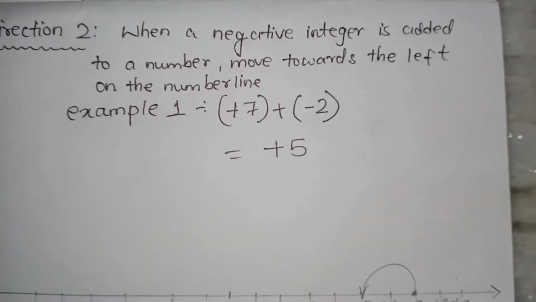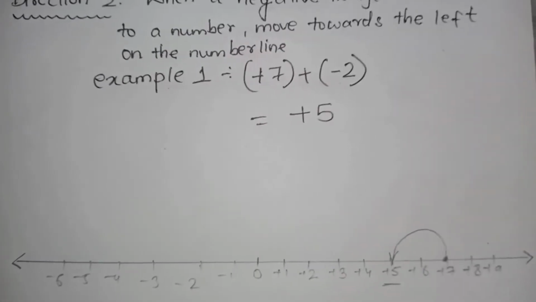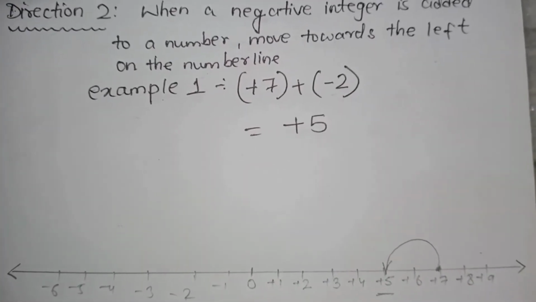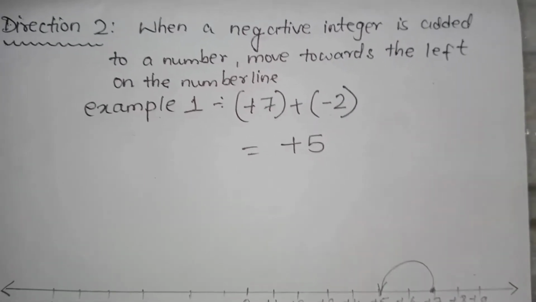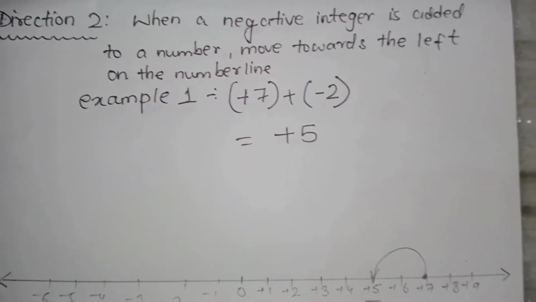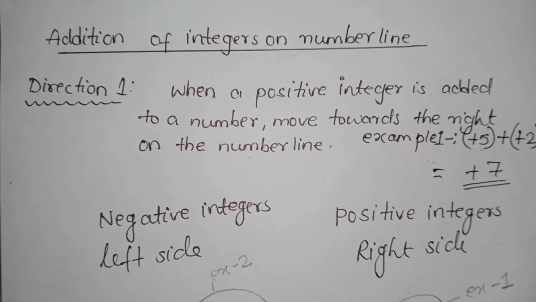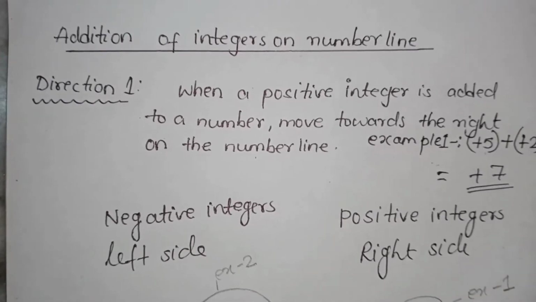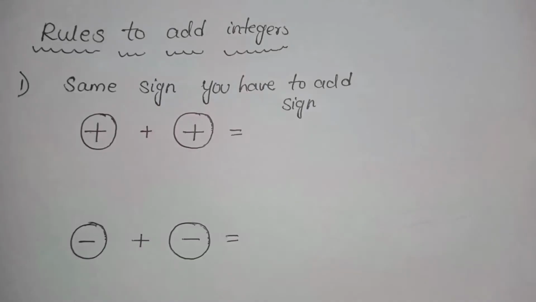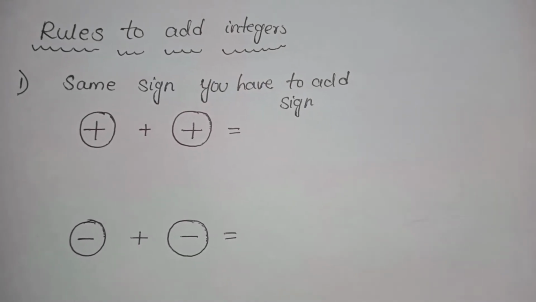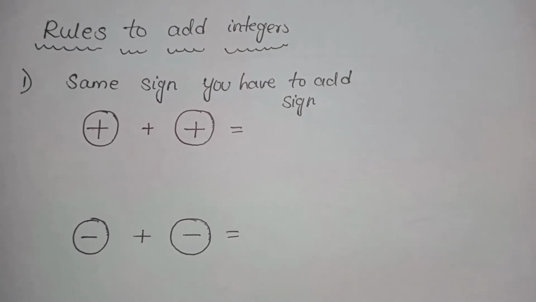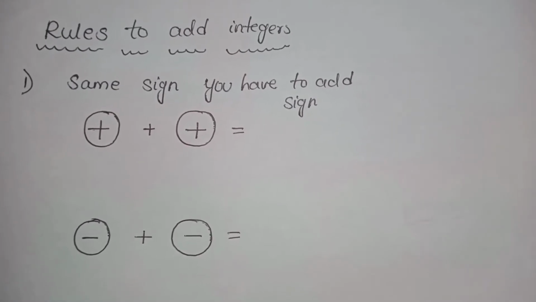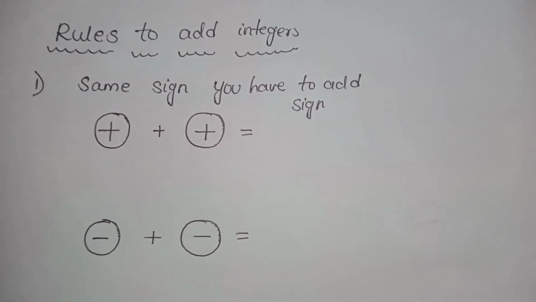So when negative is given, we'll move to the left hand side, and if positive is given, we'll move to the right hand side. So now let's learn the rules. This one I have taught you: addition of integers on number line. Now I will teach you the rules, how to add without number line. After doing the addition of integers on number line, now let's see the rules to add integers.